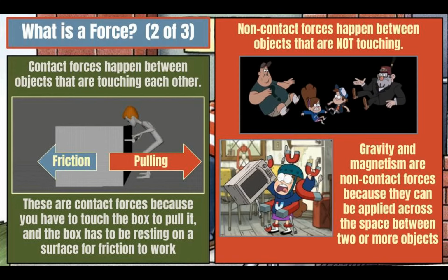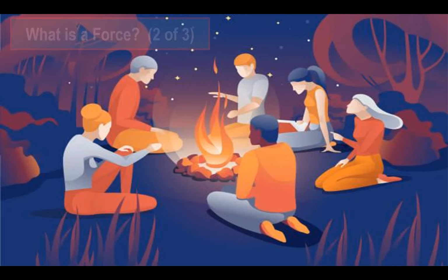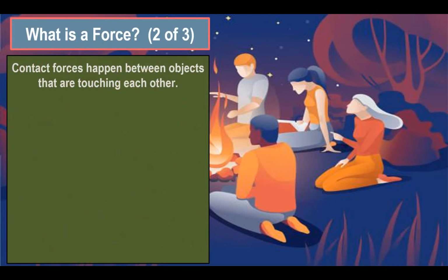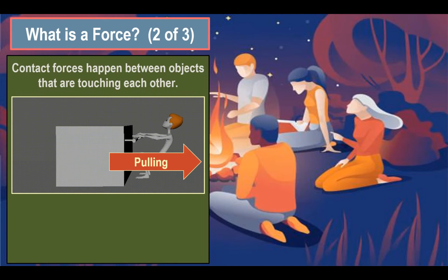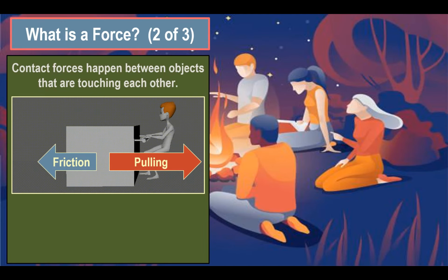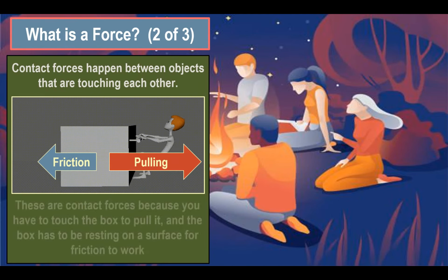So here is my slide all set up, and here is the slide that I presented to my students with animations. First off, this is a screenshot of my Google Slides. When I put this onto PowerPoint, I had to change up the fonts. Just be aware of that. So, what is a force? Contact forces happen between objects that are touching each other. I have my animated GIF. I discuss pulling going one way and friction going the other way.